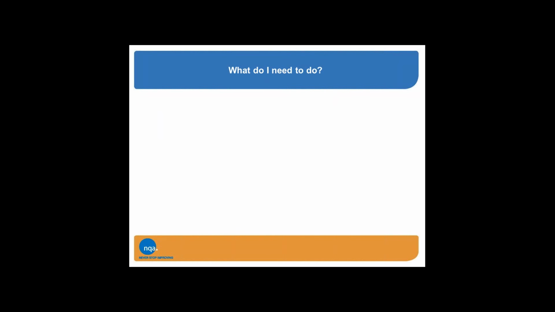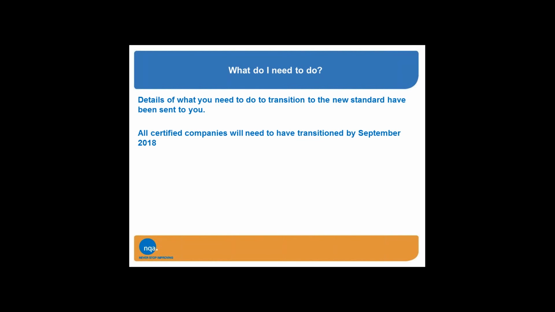So, what do I need to do? Well, actually, what I'm saying here is, what do you need to do? Details of what you need to do to transition to the new standard have been sent to you, or should have been sent to you. And all certified companies will need to have transitioned by September 2018. So you can do this at the pace that suits yourselves. We have a small number of organizations that have already transitioned, but many are in no hurry to do so.